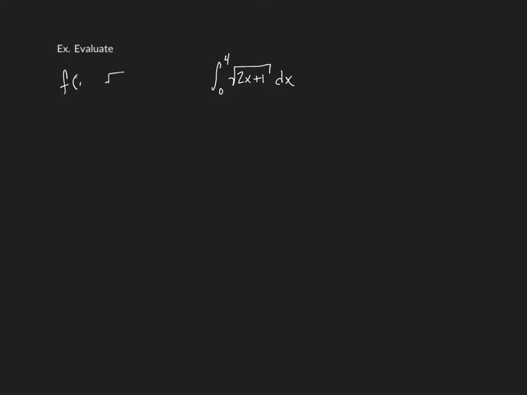So I would say f of u is equal to the square root of u, and if I do that, then I have to say that u is equal to 2x plus 1. So that's my let statement. I'm going to say let this be the case. Let u equal 2x plus 1. And if that's the case, then du is equal to 2 dx, because that's the derivative of 2x plus 1.